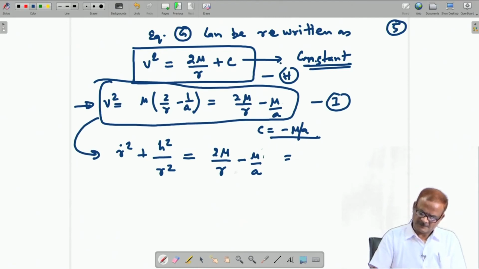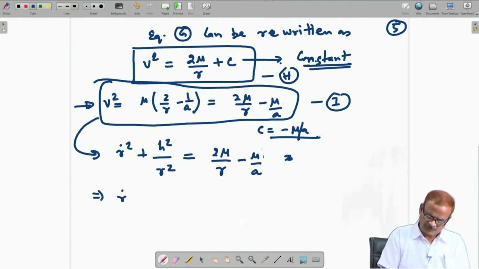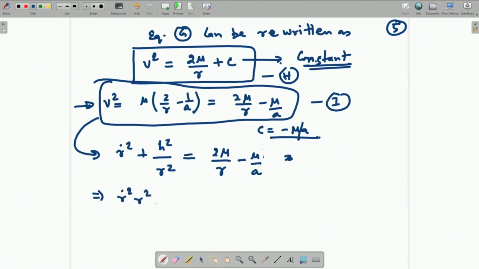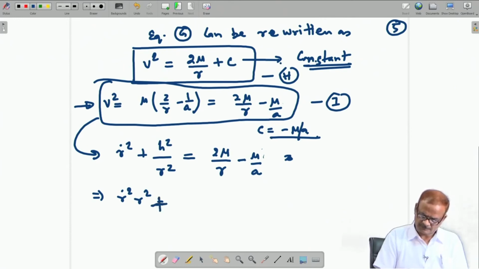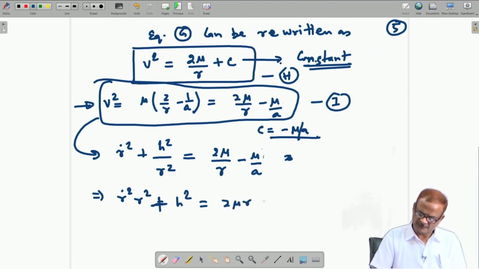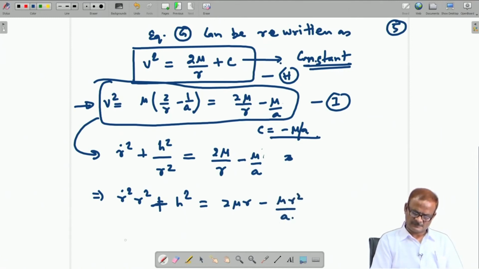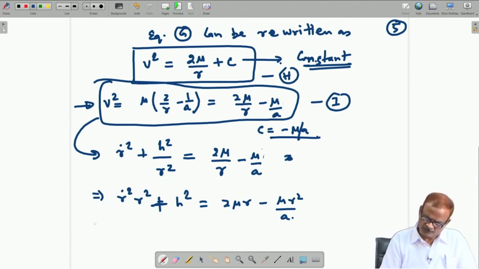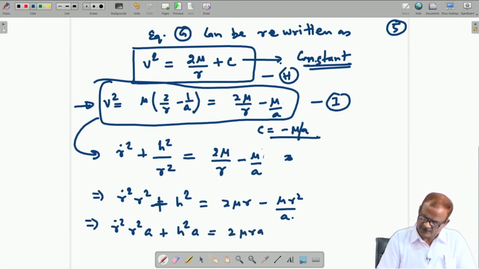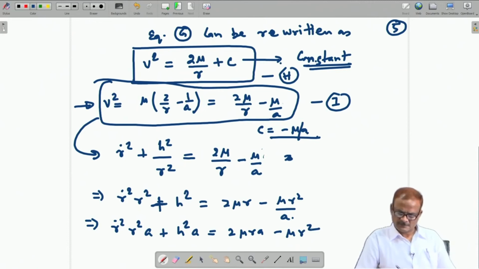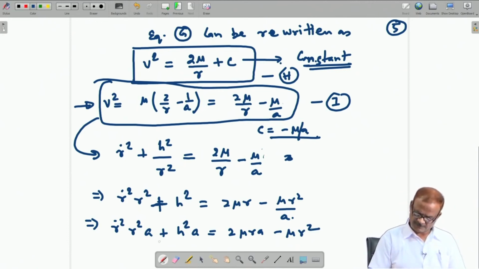So, here this implies r dot square plus h square by r square equal to 2 mu by r minus mu by a. Taking r square on this side: r dot square equal to 2 mu r minus mu r square divided by a, or r dot square a plus h square a equal to 2 mu r a minus mu r square, and the rest of the things we will take on the right hand side.